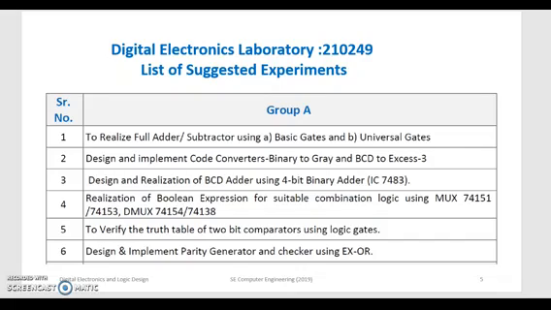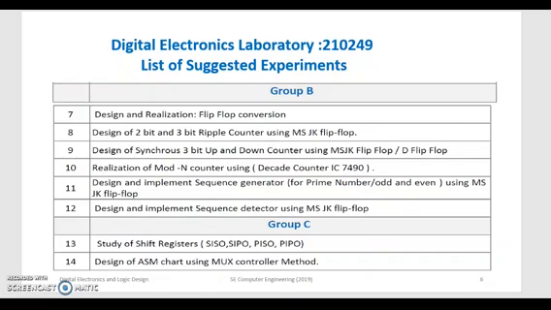This list is divided into 3 parts. Group A has 6 assignments, out of which you have to perform all. From group B you have to perform any 5 assignments, and from group C you have to perform any one assignment.